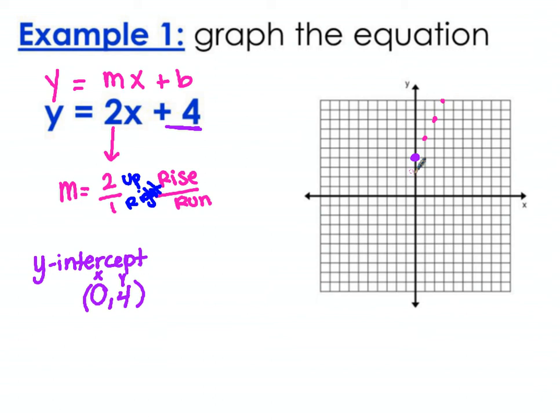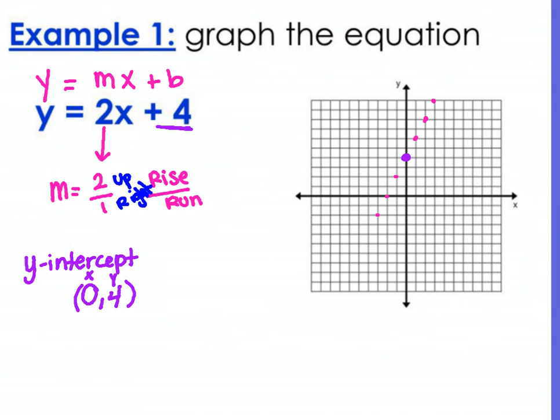So what I would actually do is I could do the opposite. Instead of going up and to the right, I could go down 2, left 1, and then you can see that that continues to make a straight line. And then you're going to take a ruler or some sort of straight edge, and draw a straight line between all of those points, all the way down. And there you have graphed your line.